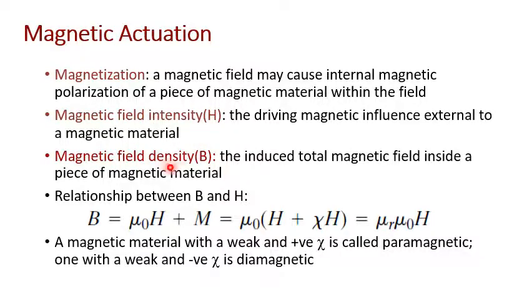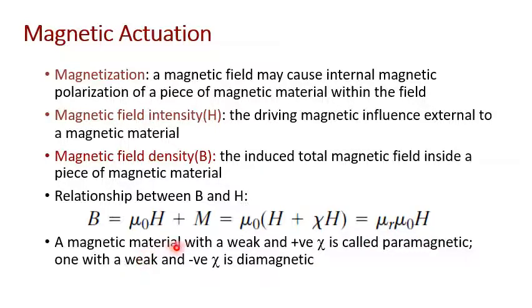The magnetic flux density B is defined as the induced total magnetic field inside a piece of magnetic material. The relationship between B and H is B = μ0(H + M), where μ0 stands for the absolute permeability of the medium, H represents the magnetic field intensity, and M represents the internal magnetization. This can also be written as μ0H + χH, where χ represents the magnetic susceptibility of the medium. This is also equal to μr μ0 H.